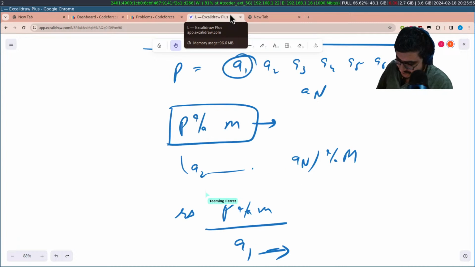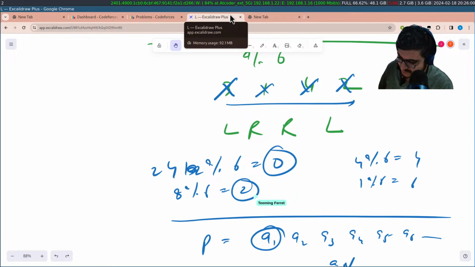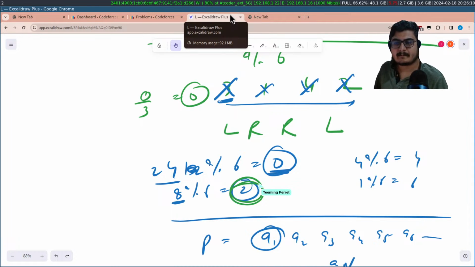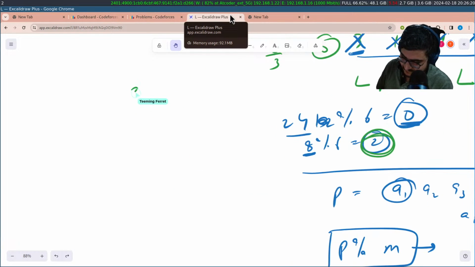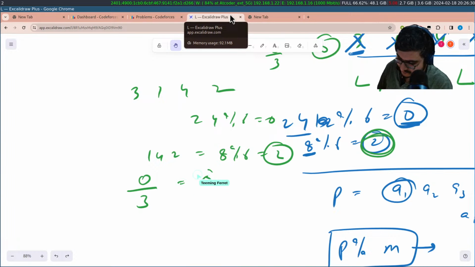To take an example over here: your product was 24 and when you remove 3 from it you got 8. But if you try to divide 0 by 3 you would have got 0 again, and 0 is not equal to 2 over here. So that's the problem. For example, 3 1 4 2, their product is 24. 24 modulo 6 is 0, but 1 4 2, the product is 8. 8 modulo 6 is 2, and you cannot directly divide 0 by 3, it will again give you 0, but our answer is 2 over here.